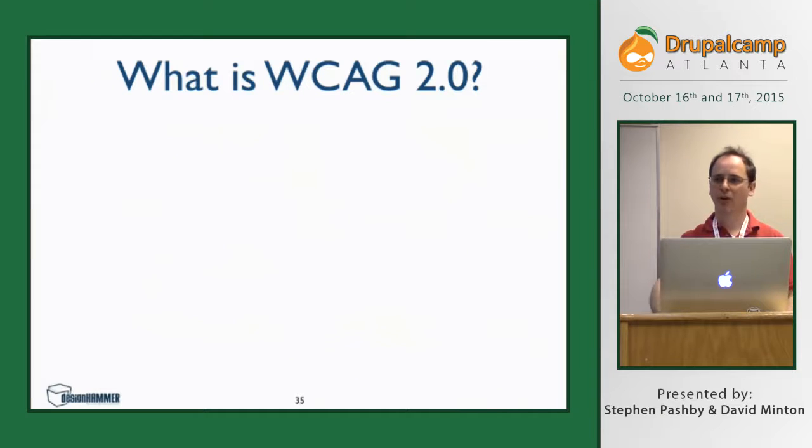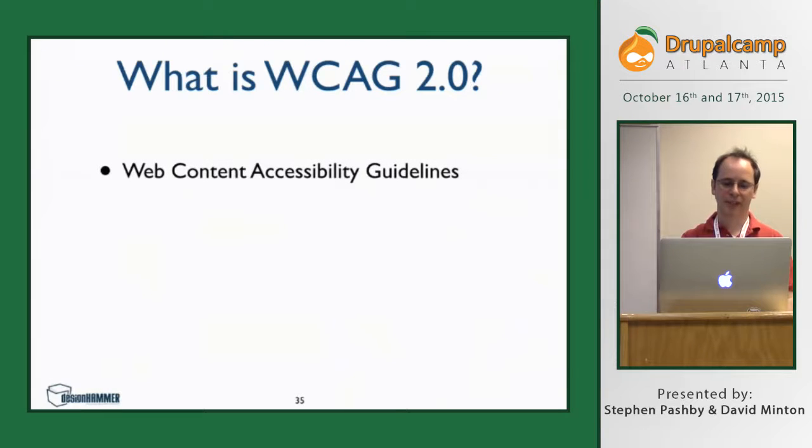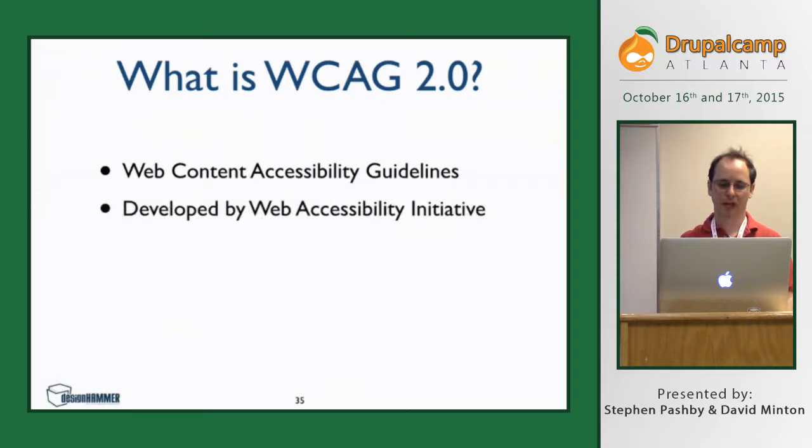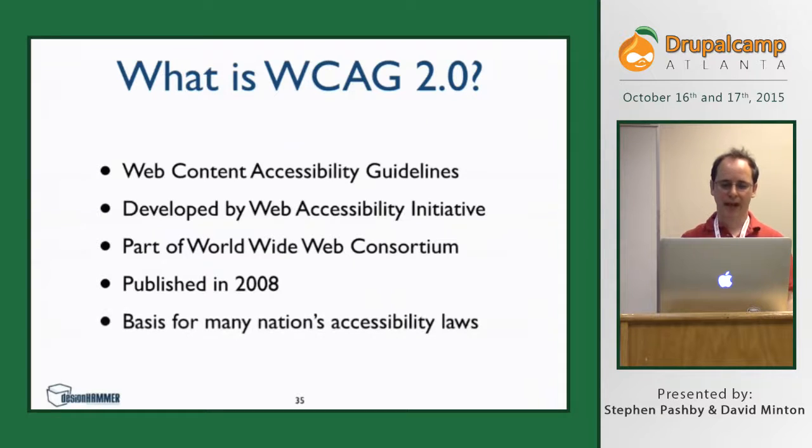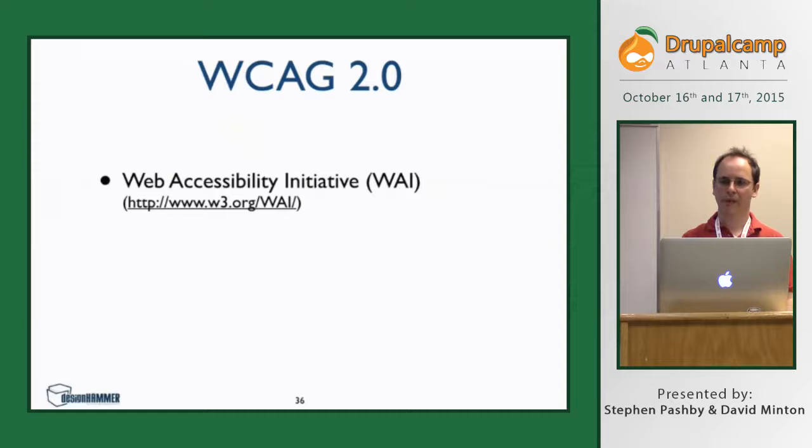So the last part that we'll talk about in this section is what's WCAG 2.0. It's the Web Content Accessibility Guidelines. It is developed by the Web Accessibility Initiative, which is part of the World Wide Web Consortium, and it was first published in 2008, so 10 years after Section 508. It's right now not written into law in the United States, but it's the basis for the laws on accessibility in a lot of other countries. I think specifically in the EU, they use that. And so we've also got some information to help you with that.